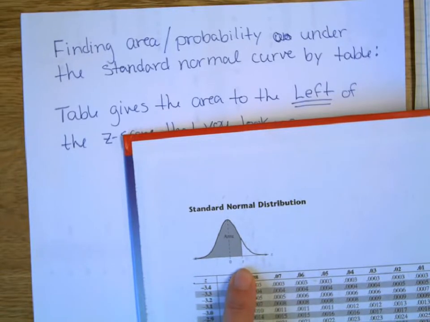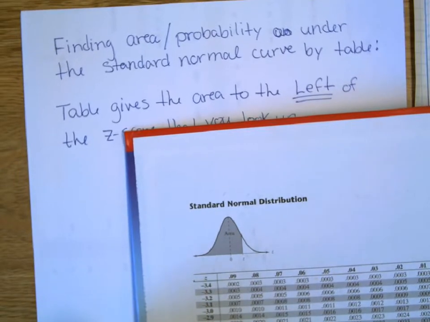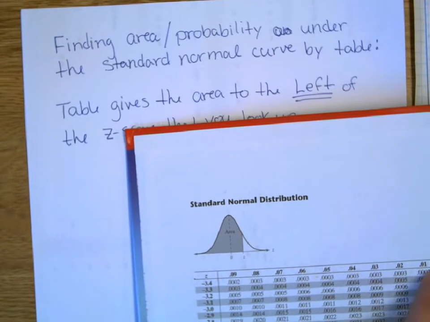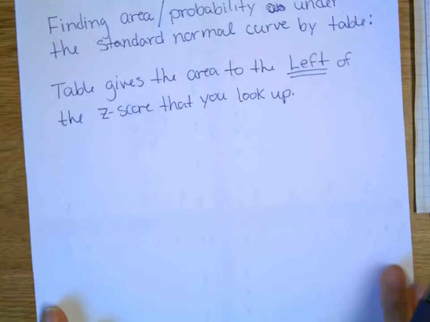Yes? How is it negative 0? Well, because we've got the tenths places up here. I'll explain it. Patience, patience, patience. Okay, so here we go.